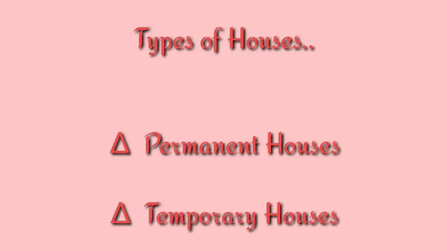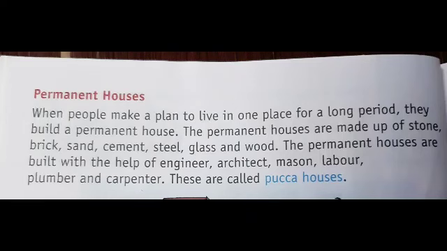There are two types of houses, permanent houses and temporary houses. So what are permanent houses? Permanent houses means when people make a plan to live in one place for a long period, maybe for a lifetime. They build a permanent house. Permanent houses are made up of stones, bricks, sand, cement, steel, glass and wood.